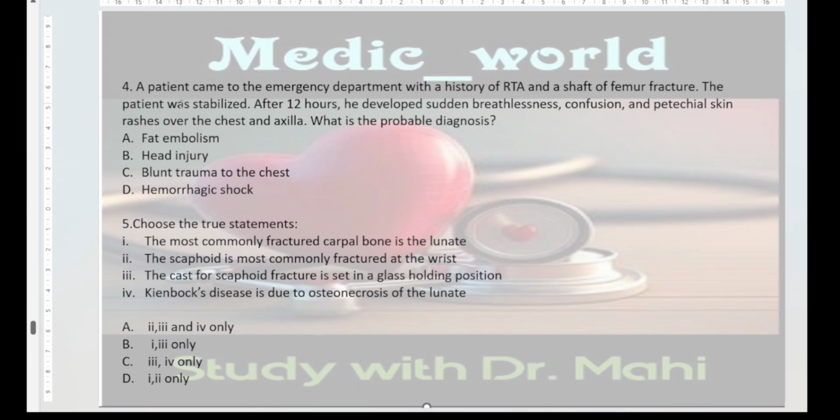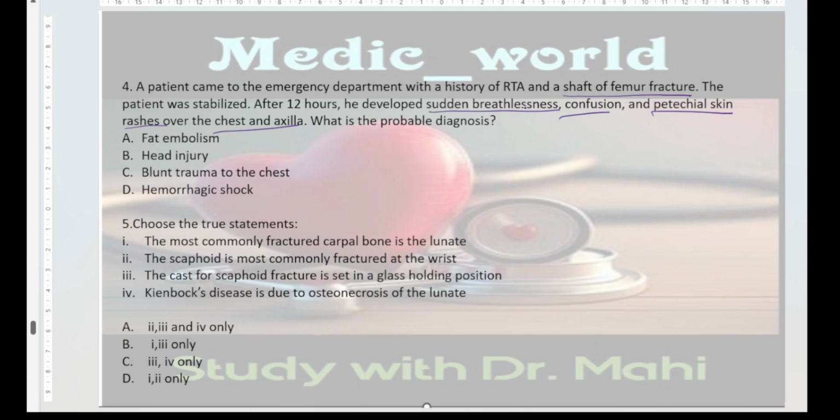Now let's move towards the other question. A patient came to the emergency department with a history of RTA, road traffic accident, and a shaft of femur fracture. The patient is stabilized. After 12 hours, he developed sudden breathlessness, confusion, and petechial skin rashes over the chest and axilla. What is the probable diagnosis?